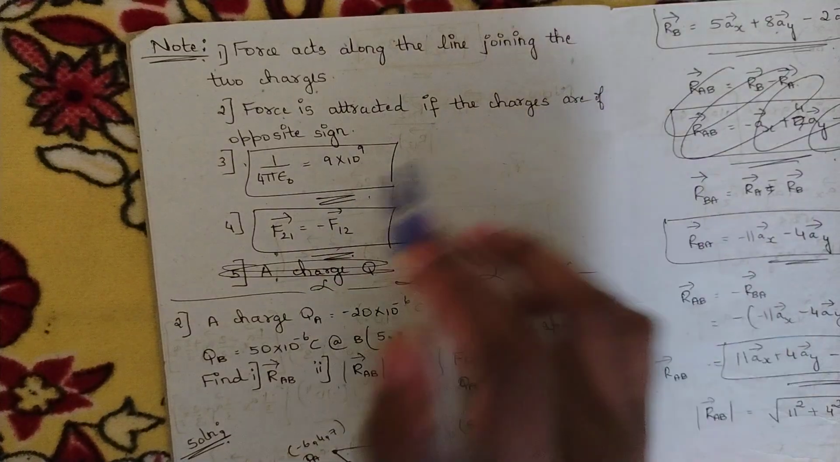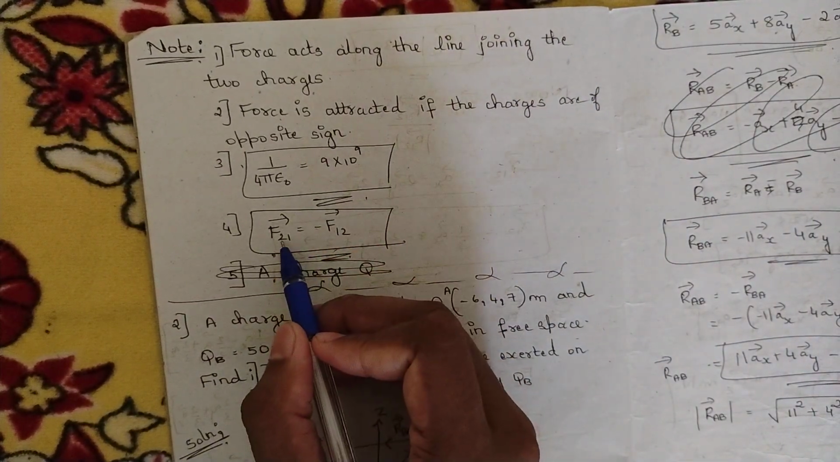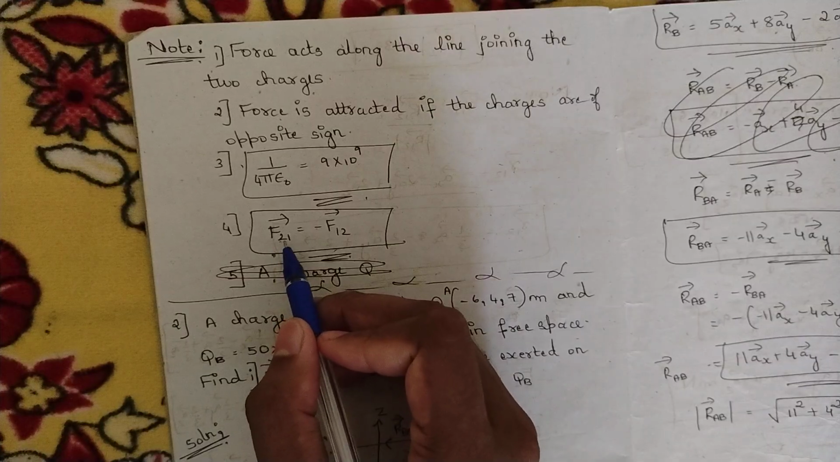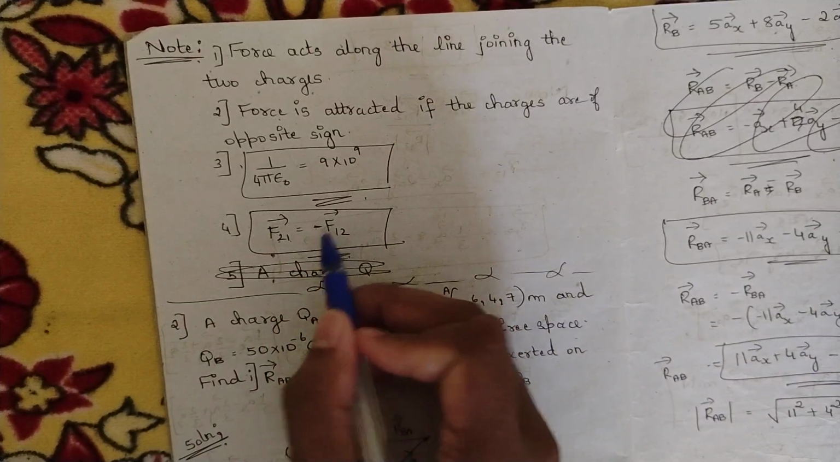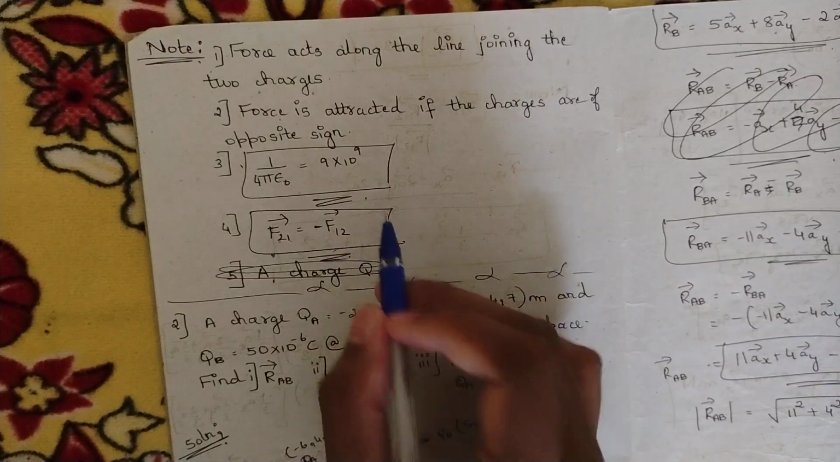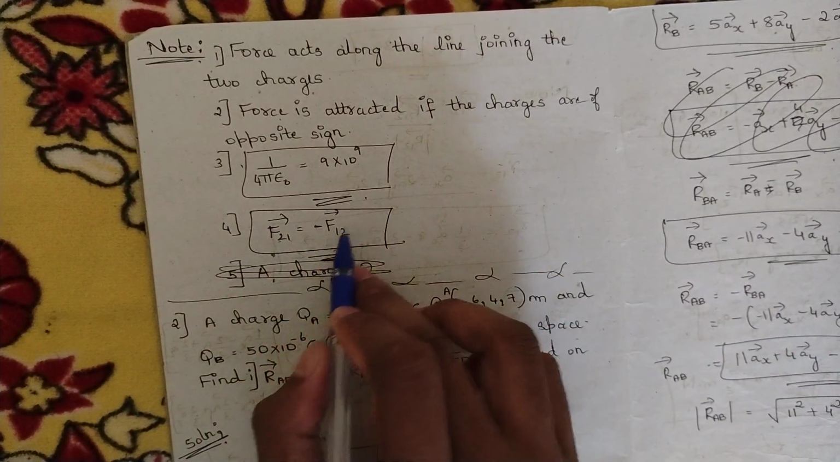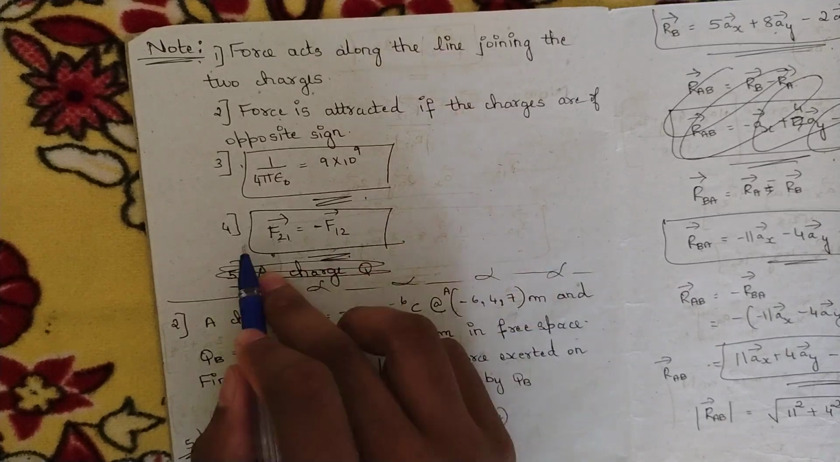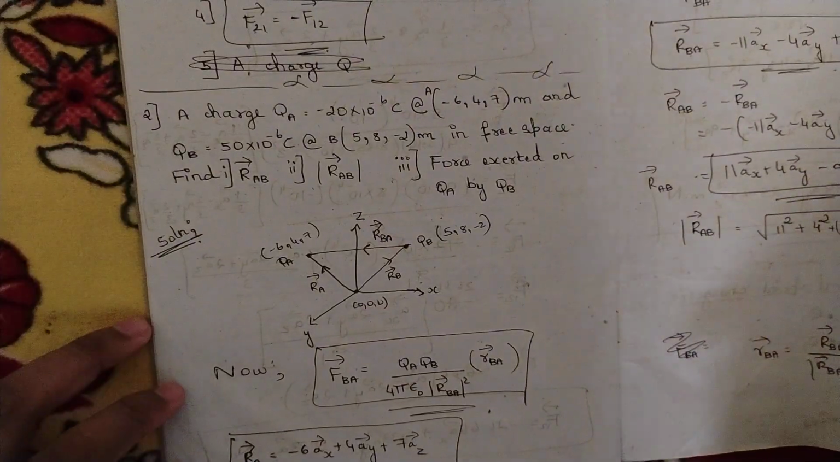If that's the case, then the force F21, that is the force on Q1 due to Q2, is equal to the negation of F12, that is the force on Q2 due to Q1. So this is one important note, that F21 is equal to minus F12, or F12 is equal to minus F21. Before proceeding, I thought this is necessary. So let us see one more problem now.